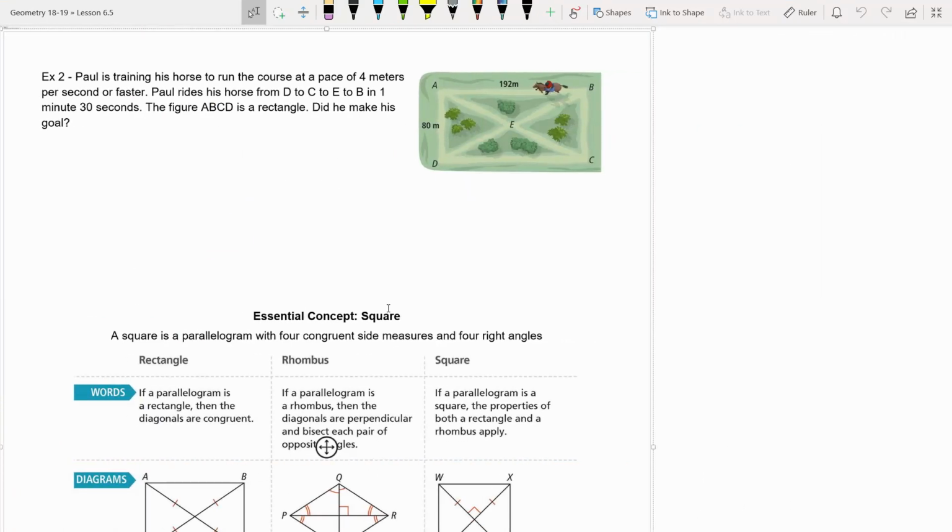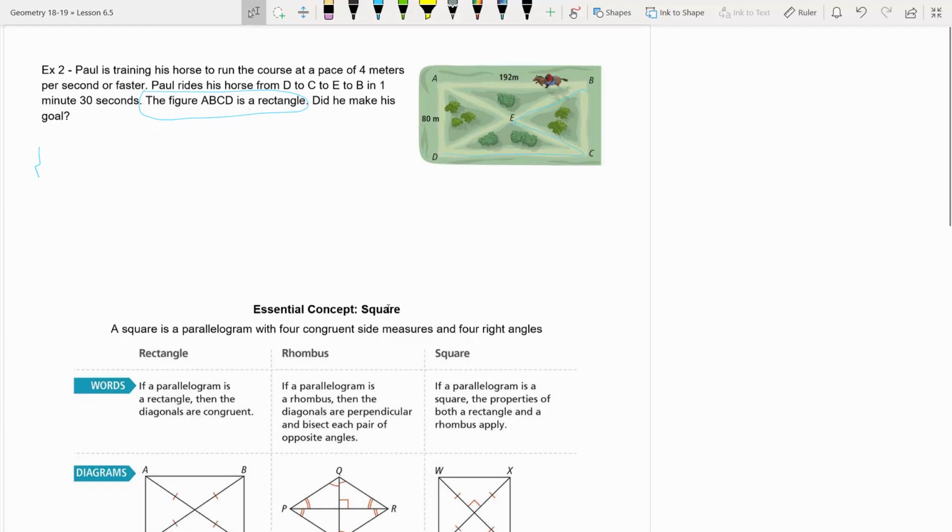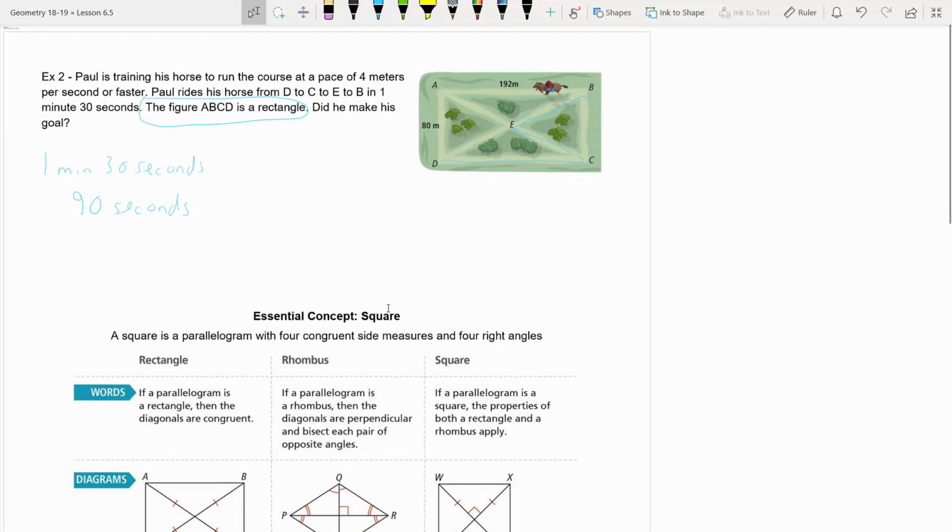So they say that Paul is training his horse to run this course, which is a rectangle. They tell us that the figure is a rectangle right here. And they tell us that he's training them at a pace of 4 meters per second or faster. And it says that Paul rides his horse from D to C to E to B in 1 minute and 30 seconds, or 90 seconds. Did he make his goal? In other words, they want to know, did he run fast enough?